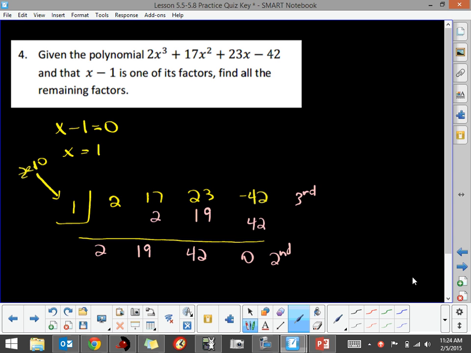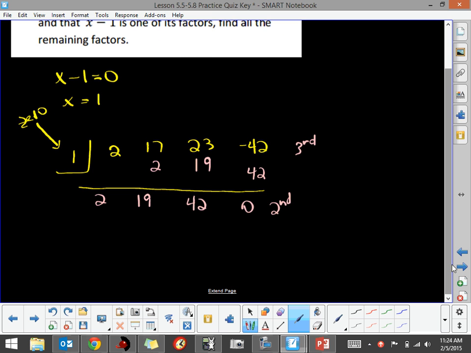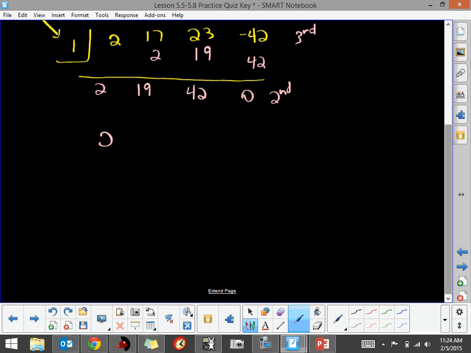Once you have it depressed down to a second-degree polynomial, you should be able to use your quadratic techniques or methods for solving for x. So we got 2x squared plus 19x plus 42. We want to know when that is equal to 0. If I can figure out where they're equal to 0, then I will know all the remaining factors. So I'm first going to find the zeros, and then you convert them back into factors. So I'm not really looking to factor this one, so I'm going to use the quadratic formula.